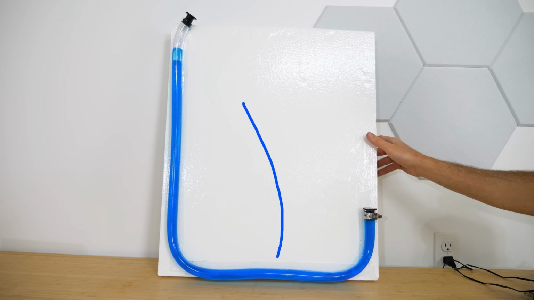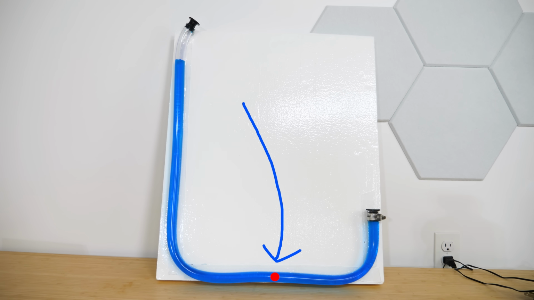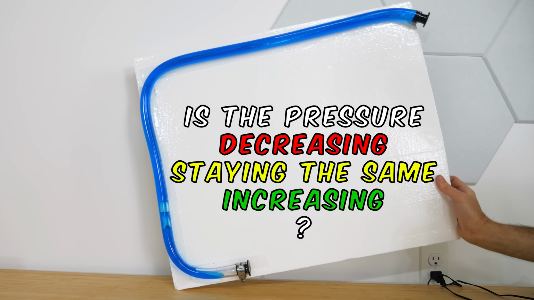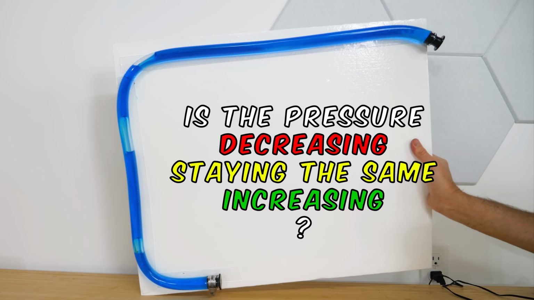Let's say we're looking at the pressure at this point at the bottom of the tank. Would the pressure decrease since there's less water on top of it? Or will the pressure stay the same since the tank's completely sealed and the pressure couldn't change? Or would the pressure actually increase for some reason? So choose your answer now. Decrease, stay the same, or increase? Well, now let's actually try it and measure the pressure.